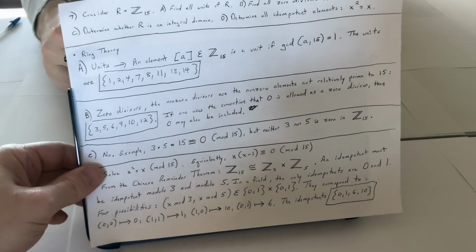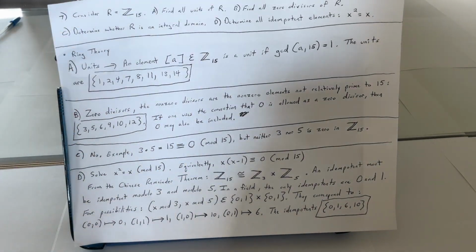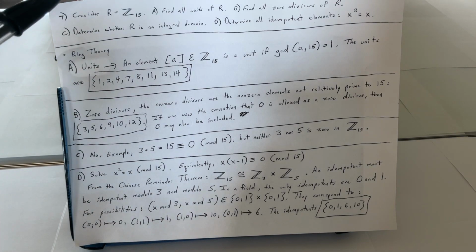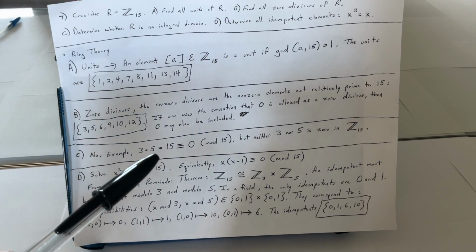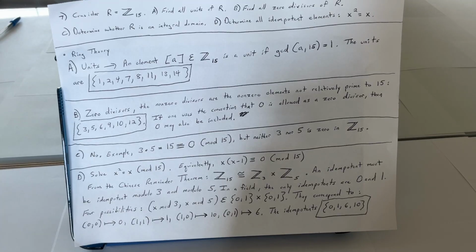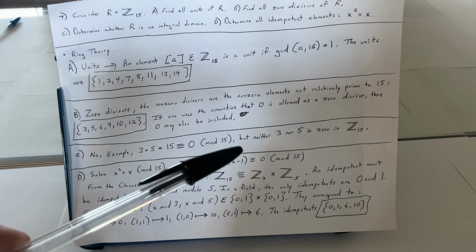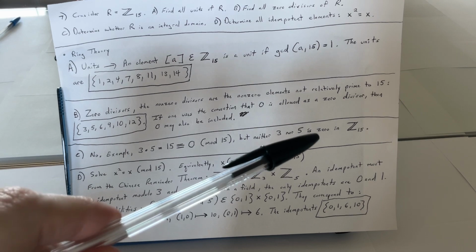Okay, part B, we want to get the zero divisors of R. The zero divisors are the non-zero elements not relatively prime to 15. So that's going to be 3, 5, 6, 9, 10, and 12. If one uses the convention that 0 is allowed as a zero divisor, then 0 may also be included. That's just a note. Letter C, determine whether R is an integral domain. Nope. Example: 3 times 5 equals 15, congruent to 0 mod 15, but neither 3 nor 5 is 0 in Z15.